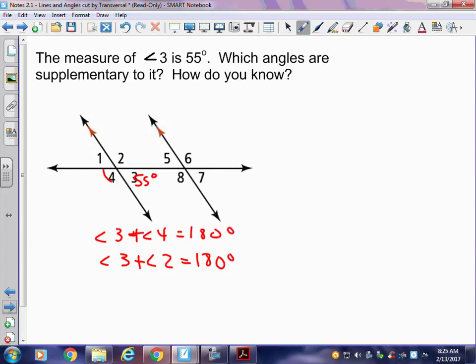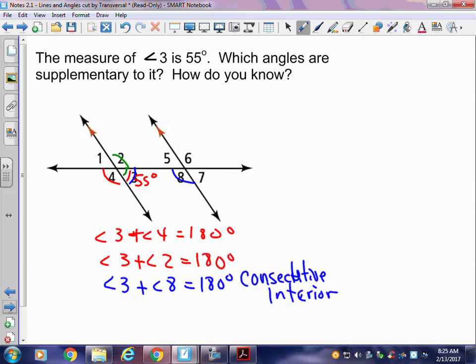So if you have 2 angles side by side, we know they add up to 180. But we just learned a new rule that says if they're on the same side of the transversal, they add up to 180. So angle 3 is also supplementary to angle 8 because they are consecutive interior angles, where these two are just plain old everyday supplementary.